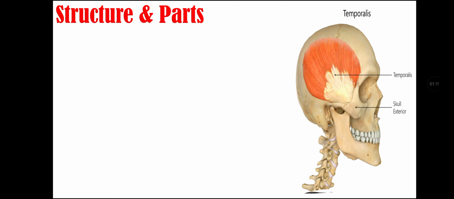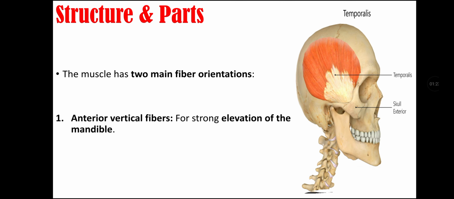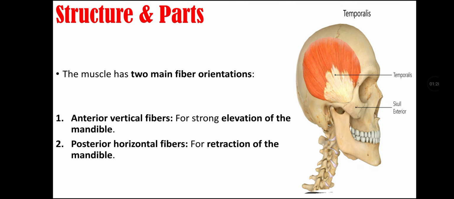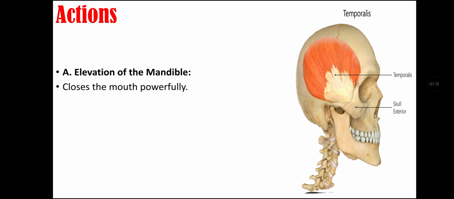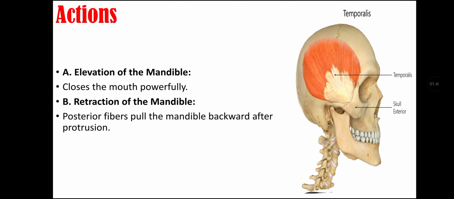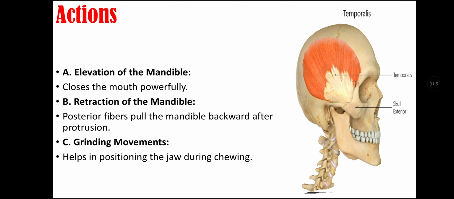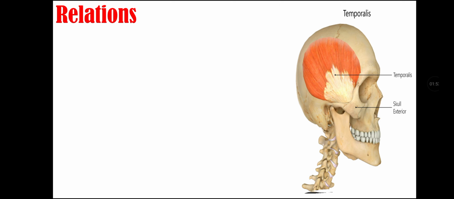Structure and parts of temporalis muscle. The muscle has two main fiber orientations. First is anterior vertical fibers that are for strong elevation of the mandible, and the second is posterior horizontal fibers that are for the retraction of the mandible. Actions of temporalis muscle. First is elevation of the mandible, as the temporalis muscle closes the mouth powerfully. Second action is retraction of the mandible, as posterior fibers pull the mandible backward after protrusion. Third action is grinding movement, as the temporalis muscle helps in positioning the jaw during chewing.